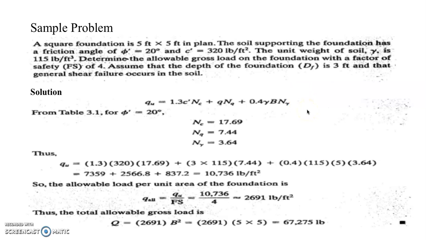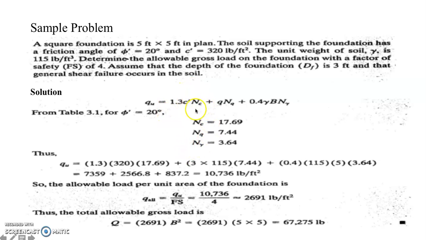Assume that the depth of the foundation, D sub f, is 3 feet and that general shear failure occurs in the soil. So we are going to have this equation. Ultimate bearing capacity is equal to 1.3 c prime N sub c plus q N sub q plus 0.4 gamma B N sub gamma. This is the formula for a square foundation.